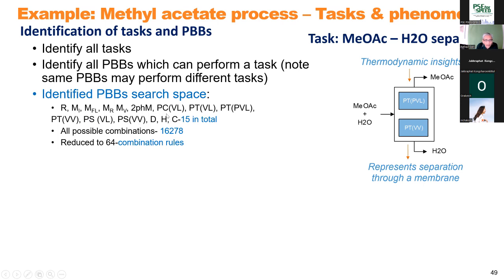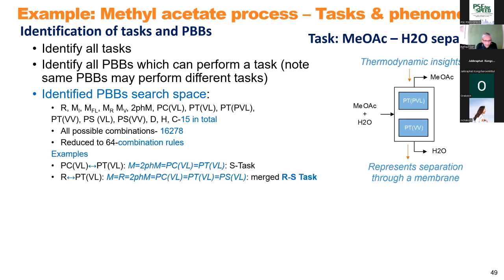Can we combine them together to make different operations? If we combine them, we get about 16,000 combinations. That will give us operations like this. But heating and cooling cannot happen at the same time. Drying and cooling cannot happen. So if we take out some combinations that are not possible, we get only a reduced number. So we have only 64 combinations that work.